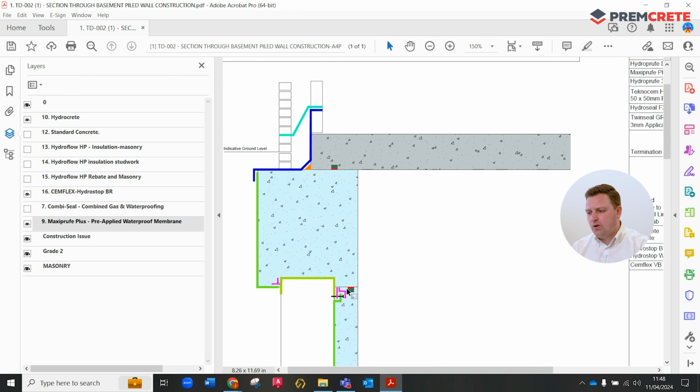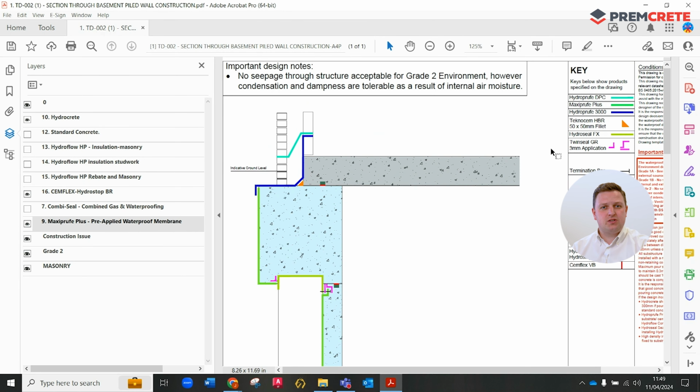Also the interface of the Twin Seal compound GR being used to seal around the perimeter of the pile and also to connect the pre-applied membrane to the underside of the capping beam detail. These are typical interfaces that can be challenging for you as a specifier to understand exactly how the detail is interfaced. Moving over to the key, you will see the Twin Seal GR.